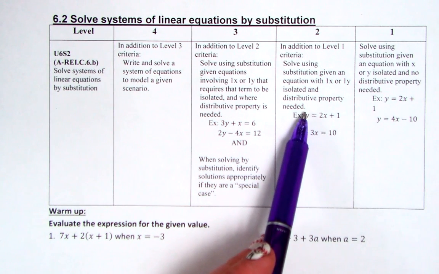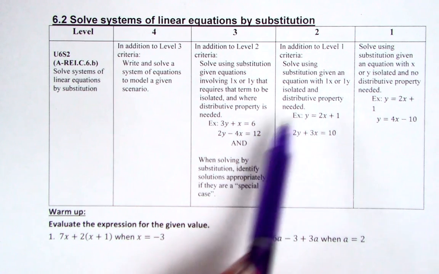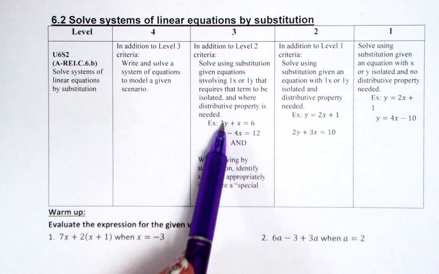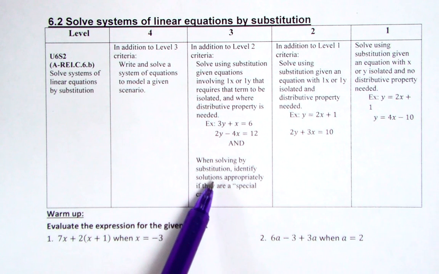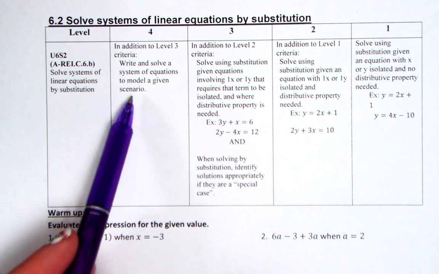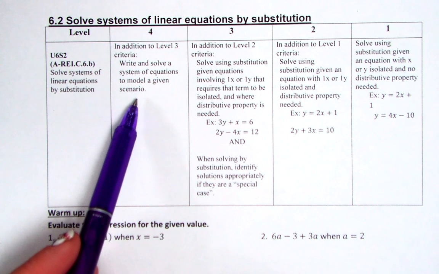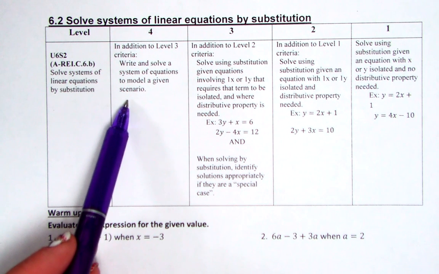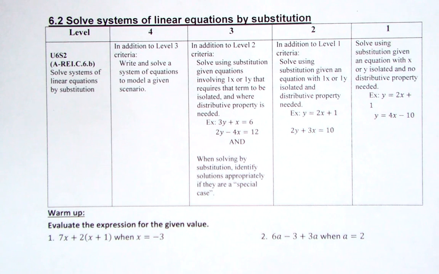In level 2, only one of the equations will have a variable by itself. In level 3, neither of the equations will already have a variable by itself, and you need to be able to identify solutions when they are infinitely many or no solution. Remember our special case solutions. And finally, in level 4, you have to apply this to a real-world scenario and solve the system.